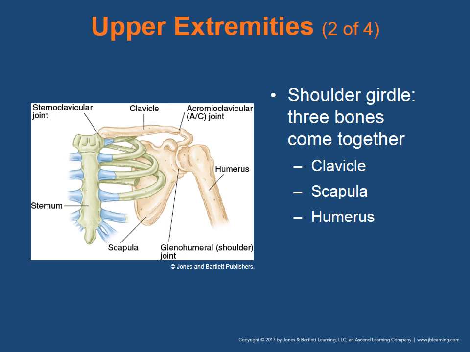So we're talking about the shoulder girdle. There's three bones that articulate or come together. You have the clavicle, which is that bone kind of there in front, the scapula behind in the shoulder, and then the humerus. Same idea.